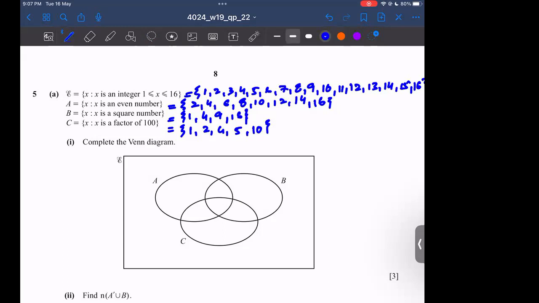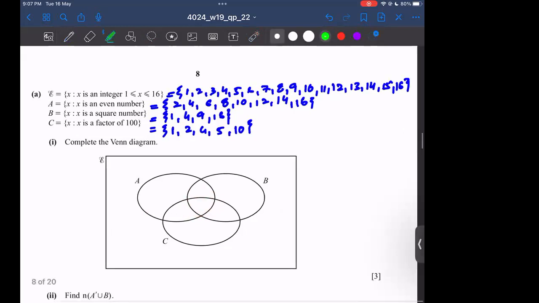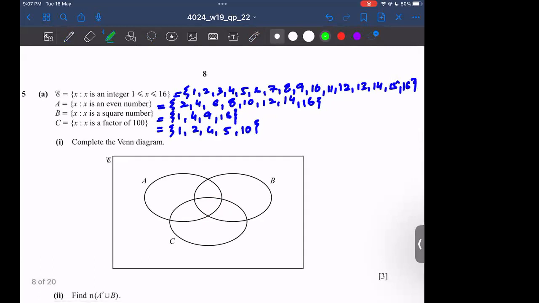Now they are saying complete the Venn diagram. The first thing that we need to fill is the most common portion here, which is this one. Which value is the most common over here? Sir, we have 4 as the most common element in all 4 of these.